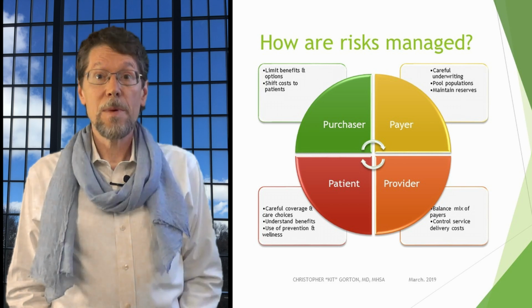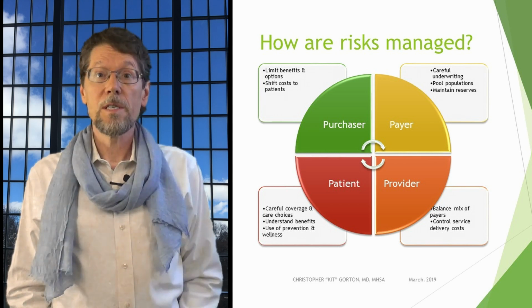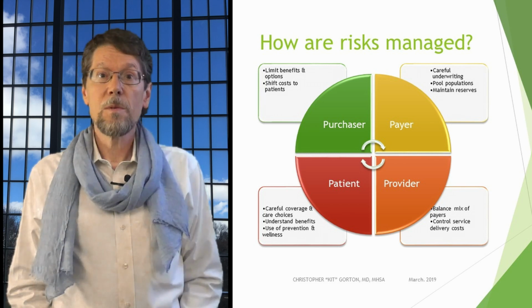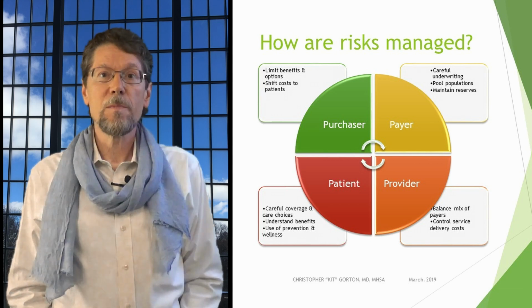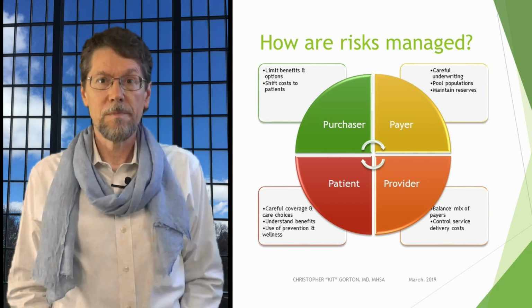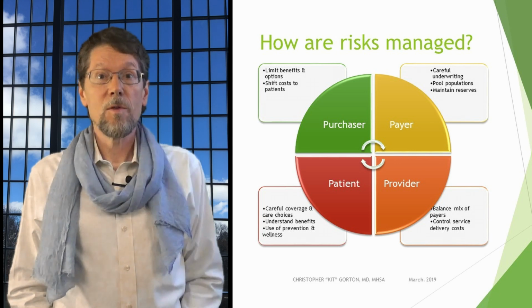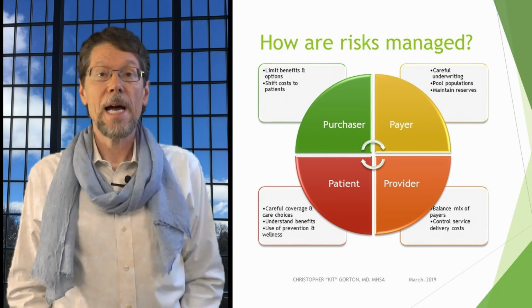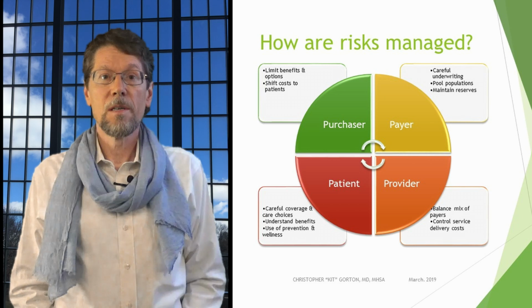Providers can spread risk by balancing the mix of payment types they are willing to accept. Cost shifting between payers enables providers to still serve patients with less generous forms of payment. Providers also have a variety of mechanisms they can use to control the actual costs of service delivery.